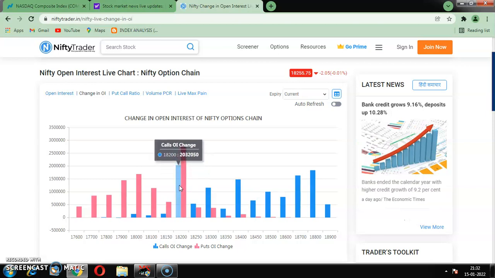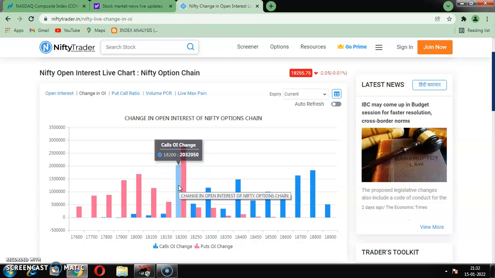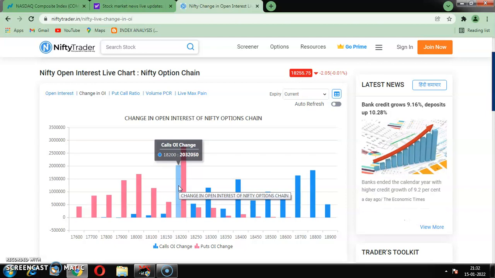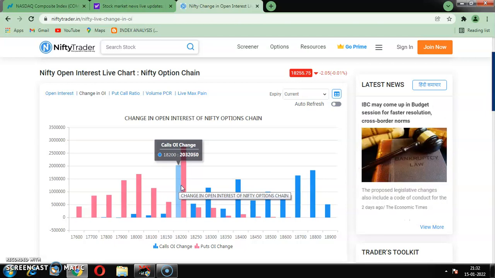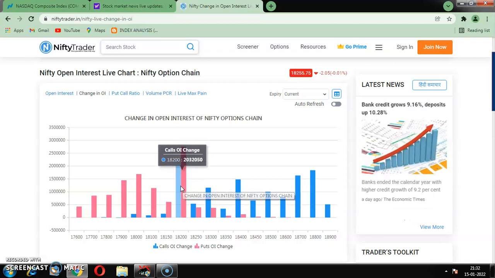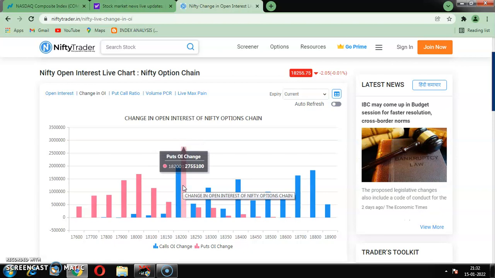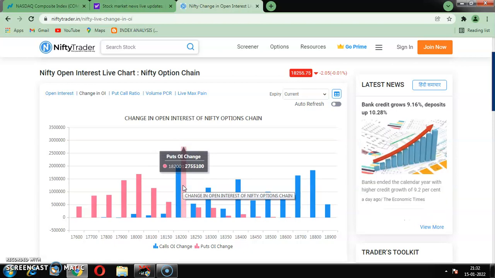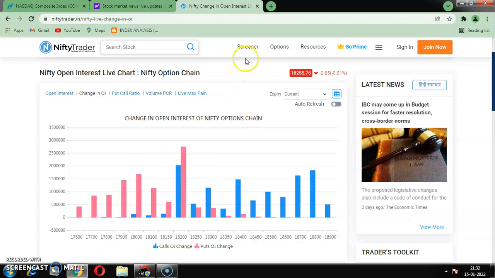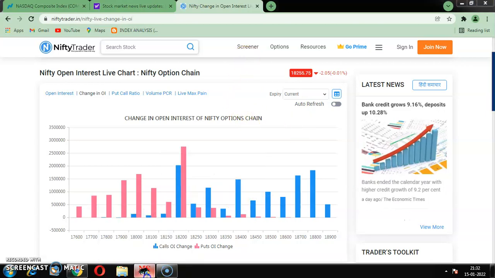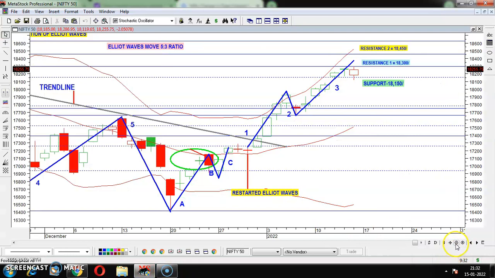Whereas at the same strike, if we go to the call, the call writing is happening only in 20 lakhs. It means put writing is happening more and call writing is happening less. So that means the participants are very much bullish about the market. As far as the option data is concerned, the market is bullish. Now, what would be the resistance and what would be the support level of Nifty?